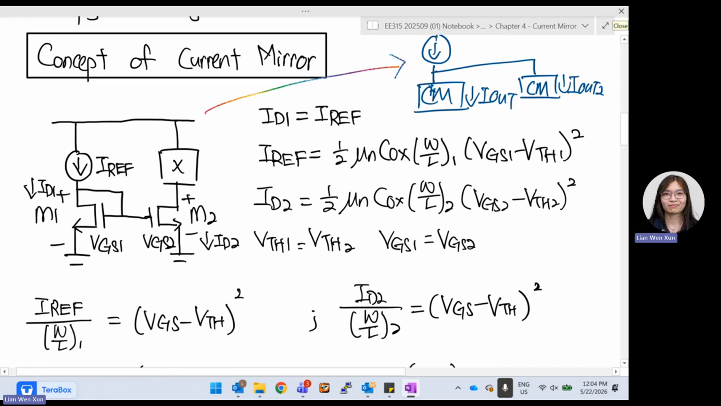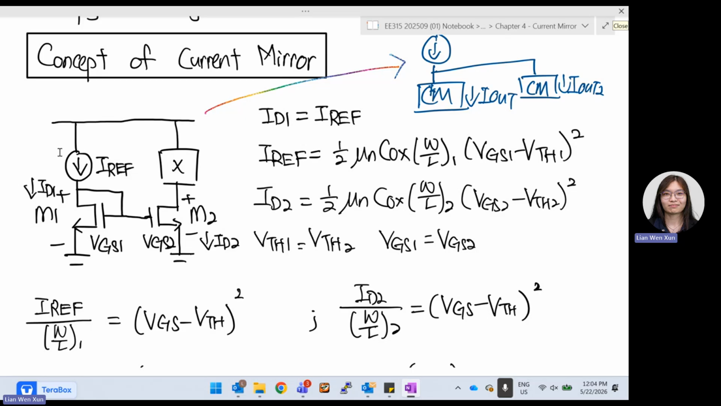The concept of current mirror: you can see in the circuit below, there is a diode-connected M1, and then M2, I don't know how it connects, okay? But both of their gates are connected together. And this IREF is basically from your bandgap reference. This IREF is just a very ideal current source pumping into the drain. And then we want to figure out what is the current at X. What is the current that I will be receiving at X?